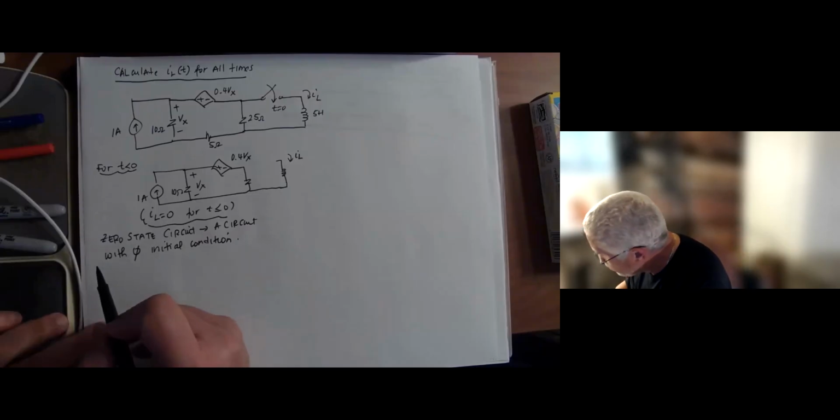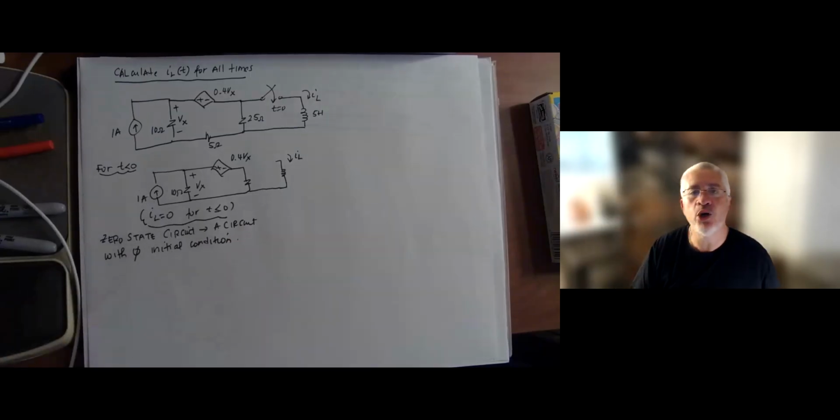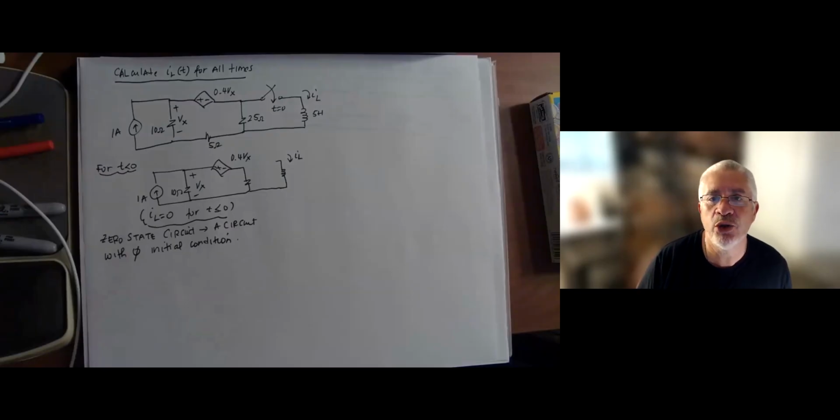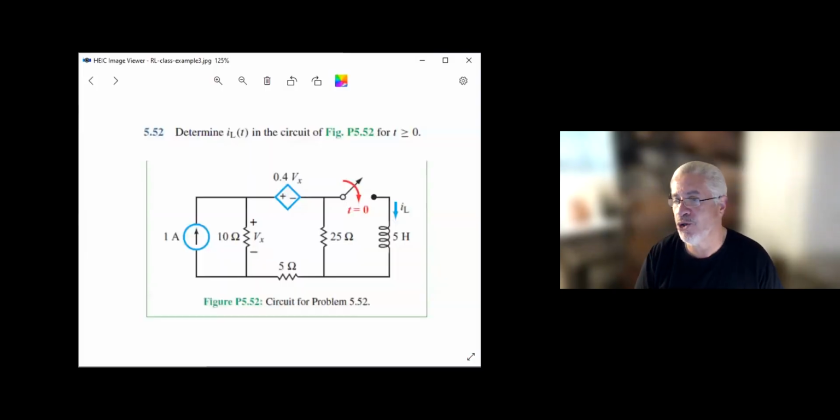So automatically right now, let me go back and show you the original statement of the problem. The author assumed you would recognize that, because it says determine the inductor current for t greater than 0, you would realize very quickly that the initial condition is 0. I just wanted to address that.